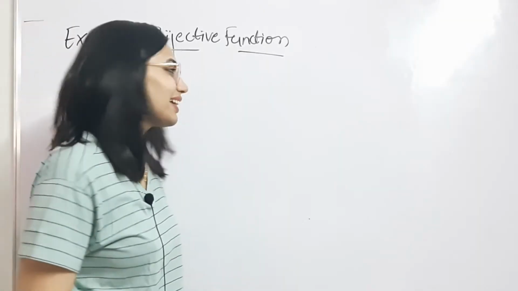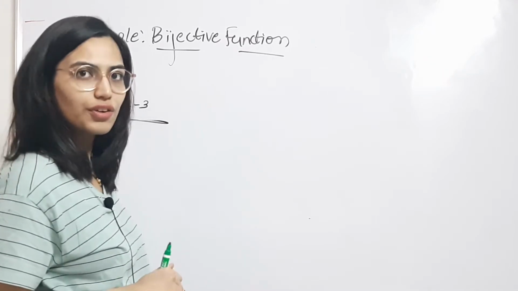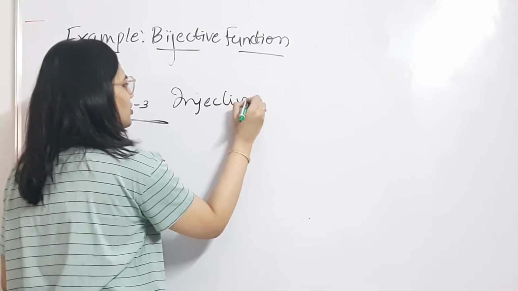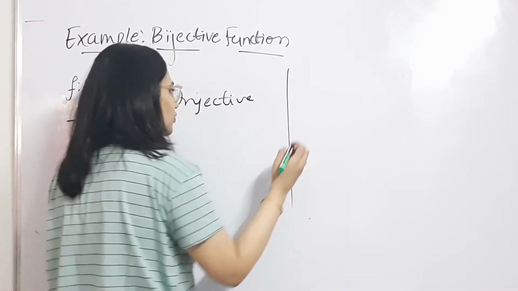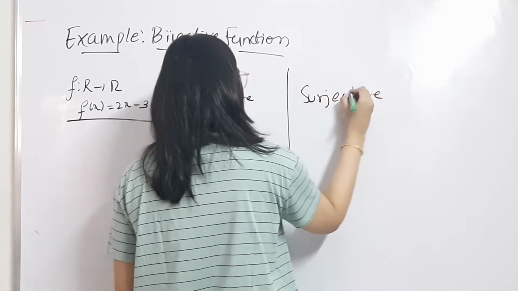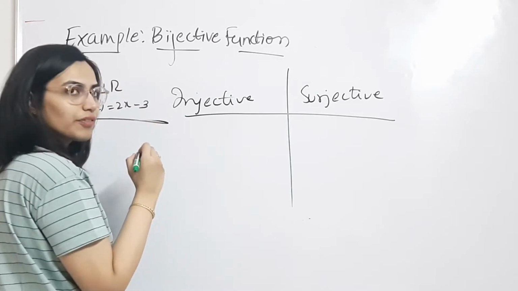Okay, now let's see whether this function f of x is equal to 2x minus 3 is a bijective or not. From the definition of bijective, it should be an injective function or one-to-one function, and it should be a surjective function or onto. It should be both. How do you prove whether this function is a one-to-one function or not?